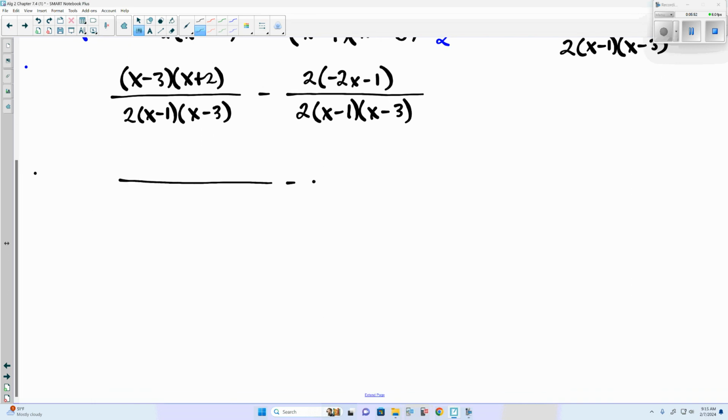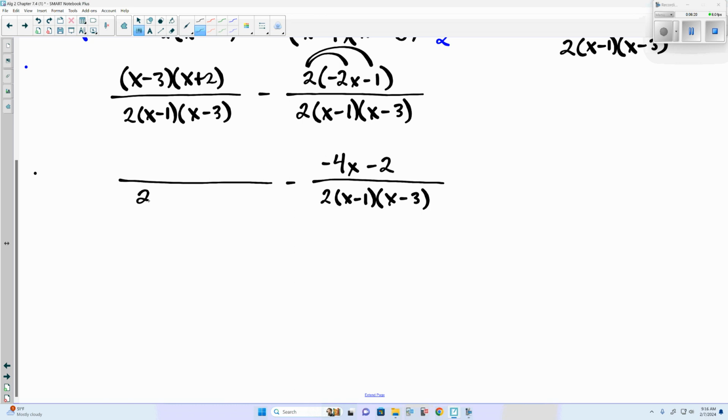Because the one on the right is going to be a little bit easier to multiply through than the one on the left. Because we're going to do 2 times negative 2, which is negative 4x. 2 times negative 1, negative 2. Let's focus in here, guys. Because when we distribute that 2, it's just multiply, multiply.